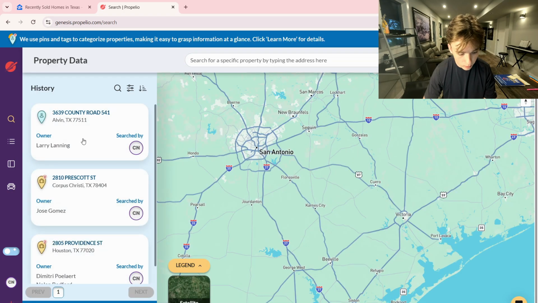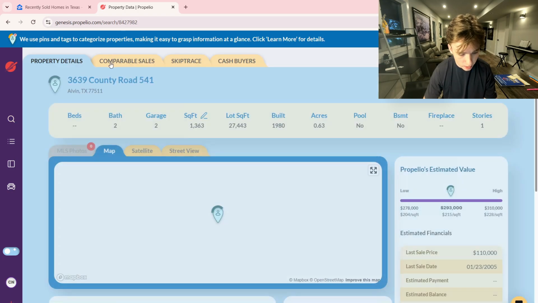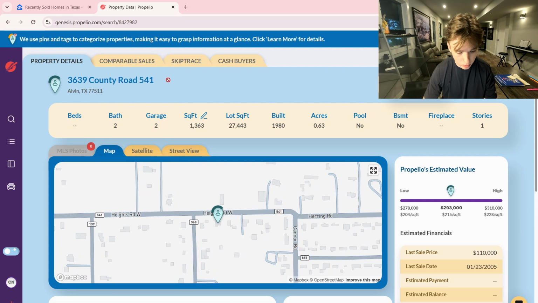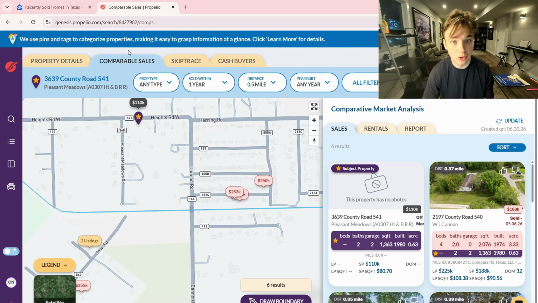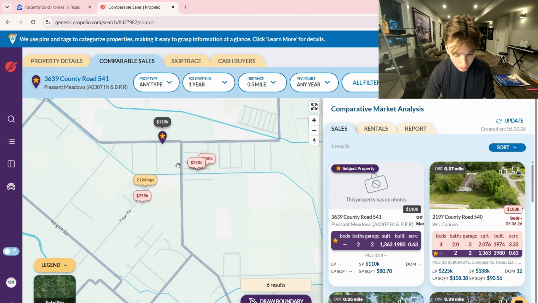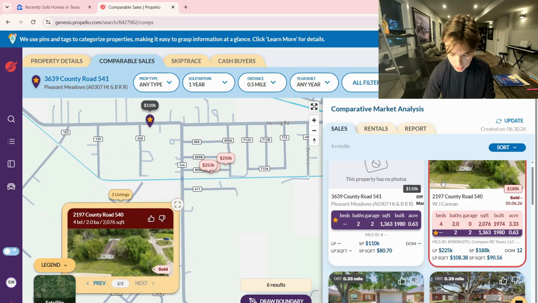Now, if we take any given property, let's say this one that I was looking at. If you go to Propelio, it's free. You only get 3 comps per month using Propelio, but just use multiple emails or just buy it yourself. Now what you do is you go to comparable sales for your property, you search it right here, and then it'll give you sold. And it's basically the same thing.